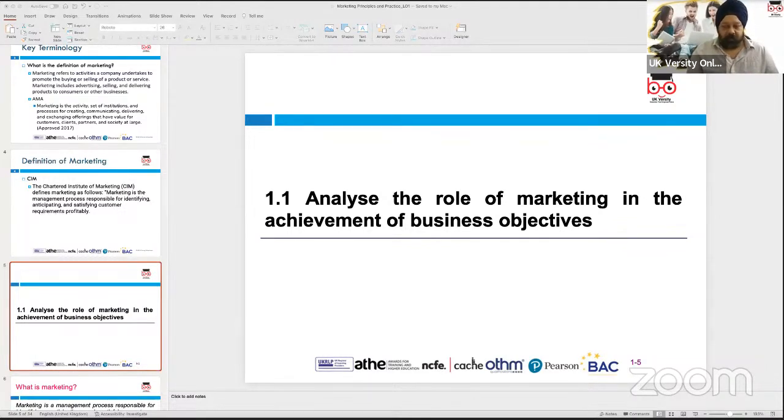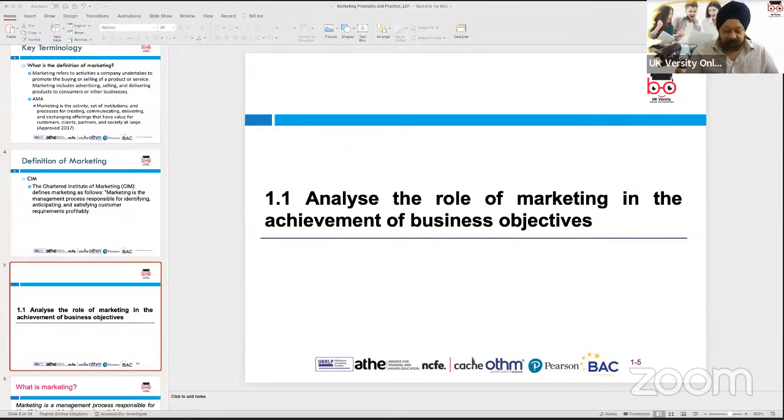Why is that? So we see a lot of functions. Let me rephrase the question. We see a lot of functions within companies and organizations. They could be HR, administration, finance, business development, engineering, production. There is marketing. There could be account management.